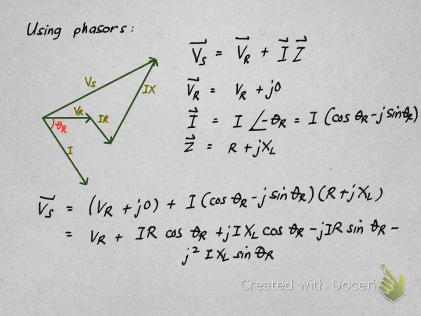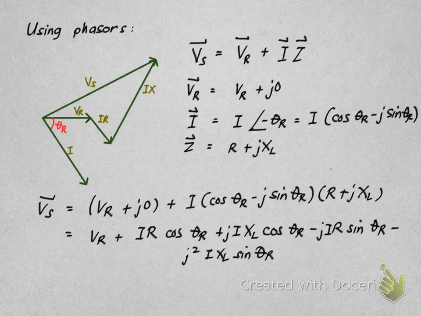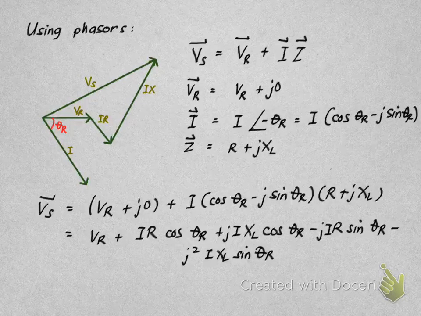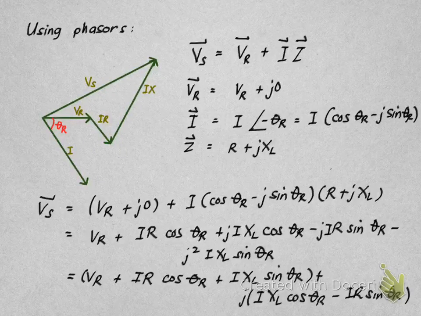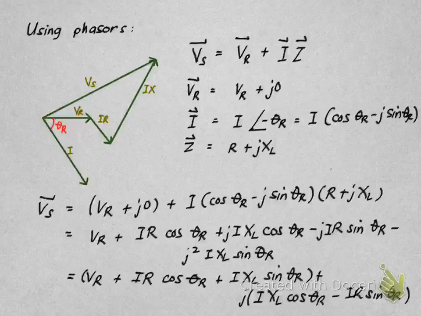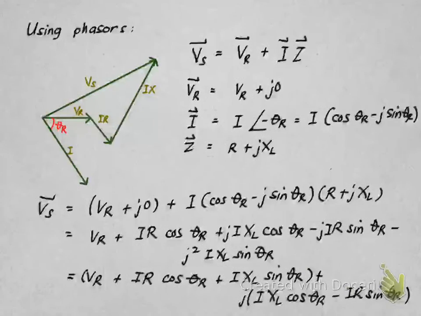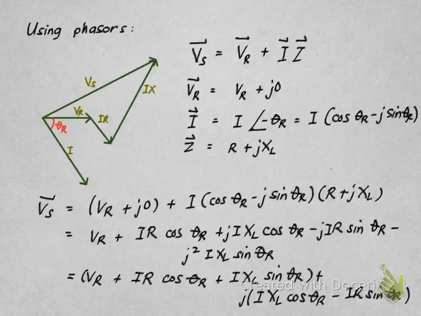So we have j squared IXL sine theta r. The j squared will definitely be equal to -1, and -1 times negative is positive. So we just group the real part and the imaginary part. Here it is: this is the real part and this is the imaginary term. Let's go back. So this is the real and imaginary, because this one is complex.